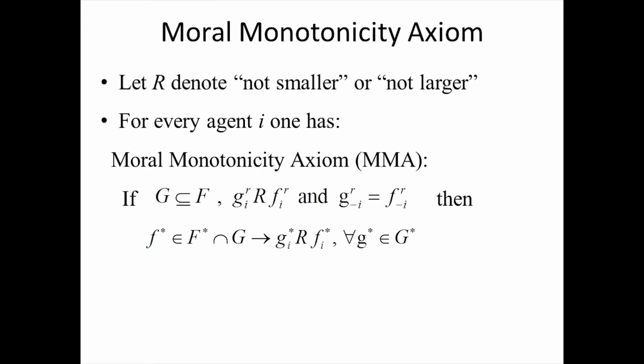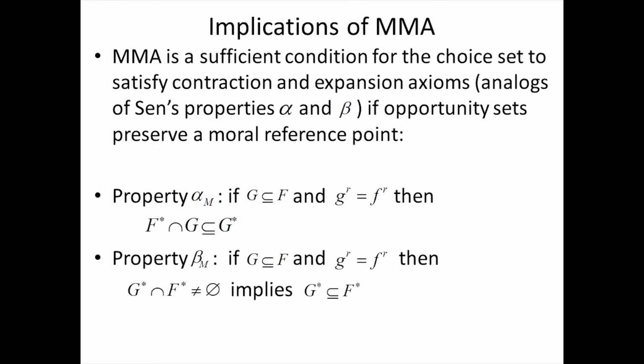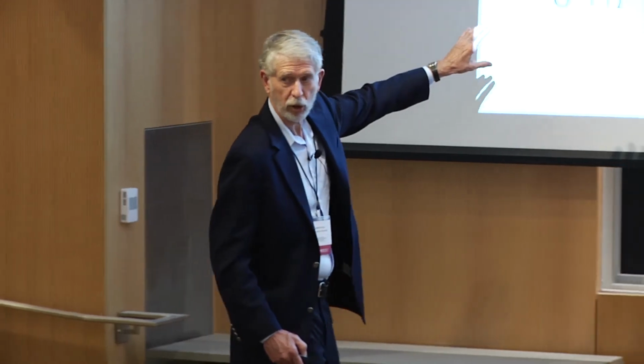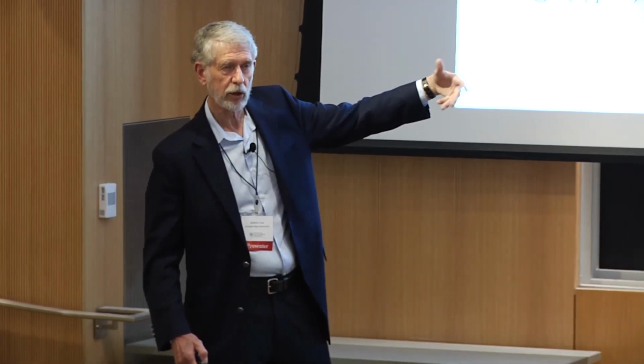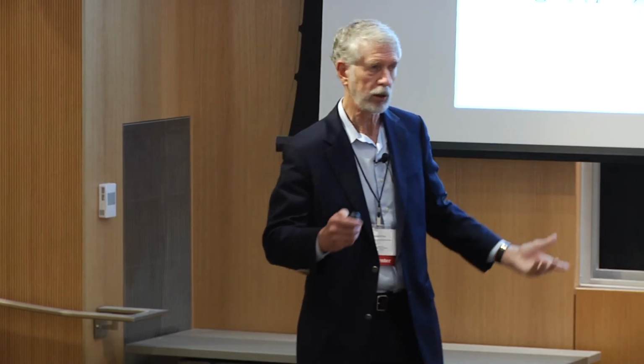Here's a formal statement of the axiom. I don't have near enough time to go through that. I'll just tell you that in terms of the two basic axioms of rational choice theory, which are Sen's axioms alpha and beta, what we get are both of them, but incorporated in moral reference points. So we've reconstructed rational choice theory to include moral reference points.